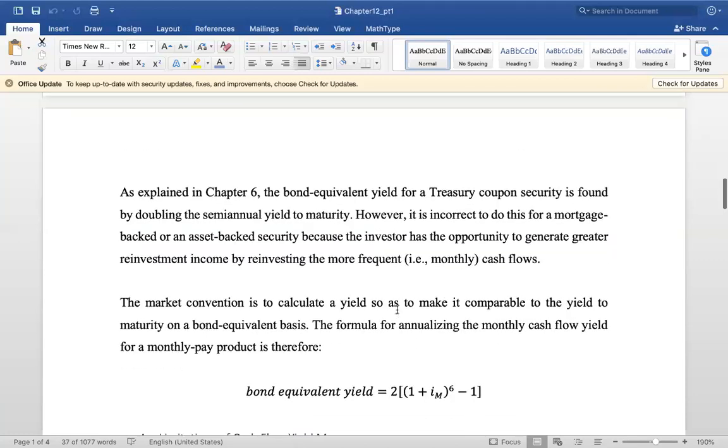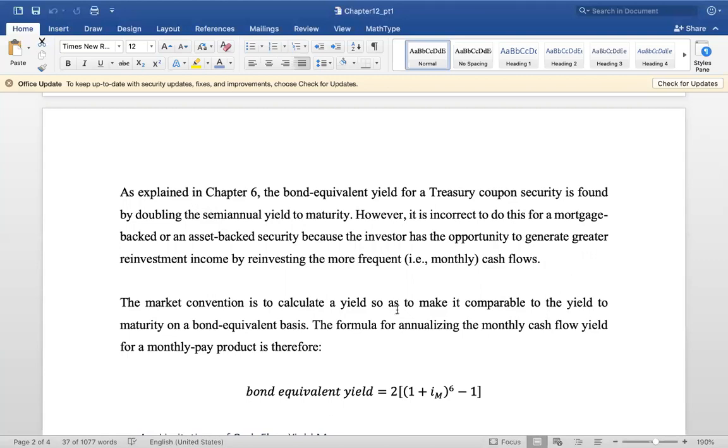And we remember how to calculate bond equivalent yield, right? We will revise in a bit. So as we discussed in chapter number 6, the bond equivalent yield for a treasury security is found by doubling the semiannual yield to maturity. However, it is incorrect to do this for a mortgage-backed or an asset-backed security because the investor has the opportunity to generate greater reinvestment income by reinvesting more frequent monthly cash flows, right? So it will be inaccurate just to double the yield, right?